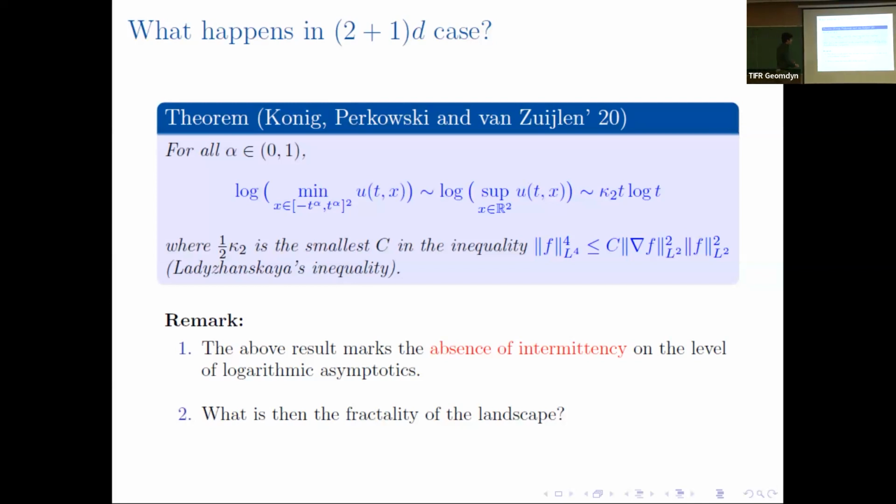It needs a lot of technicalities to extend the result towards α equals 1. So instead of proving or improving this asymptotics, what we ask is: can we show any sort of fractality for this landscape? And that's where we're going.